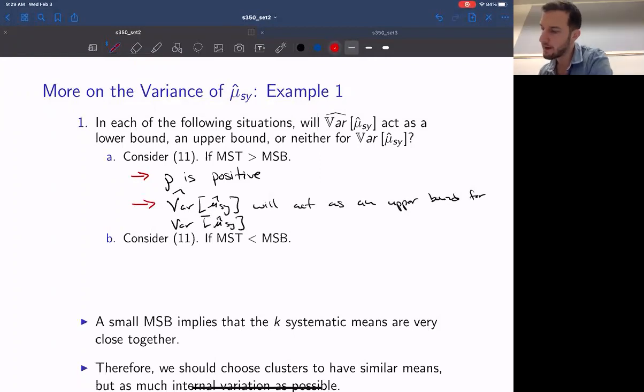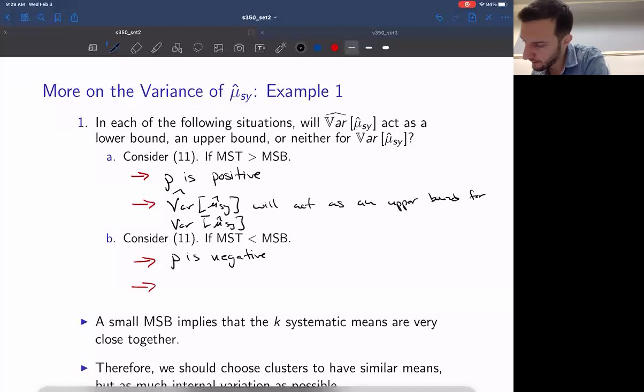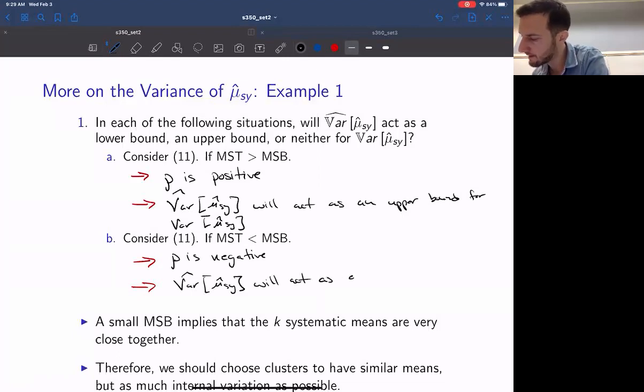And then if MST is less than MSB, we would have the opposite effect. So here rho is negative, and the variance estimate of mu hat sy will act as a lower bound for the true variance of mu hat sy.